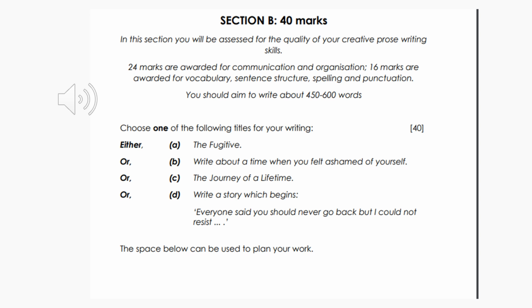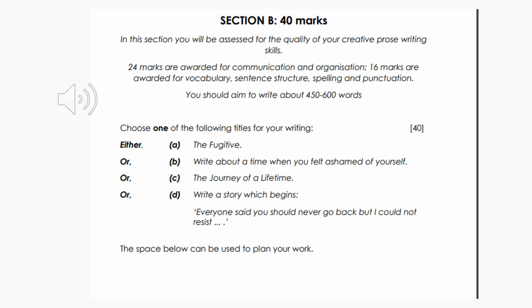My group is always writing about murder. I have to beg them not to write about blood. The Journey of a Lifetime. That one too could be a terrible, terrible mistake. And everyone said you should never go back, but I could not resist. I know at least 30 of you are already inspired to write something about a dead body. No dead bodies. That's the law.